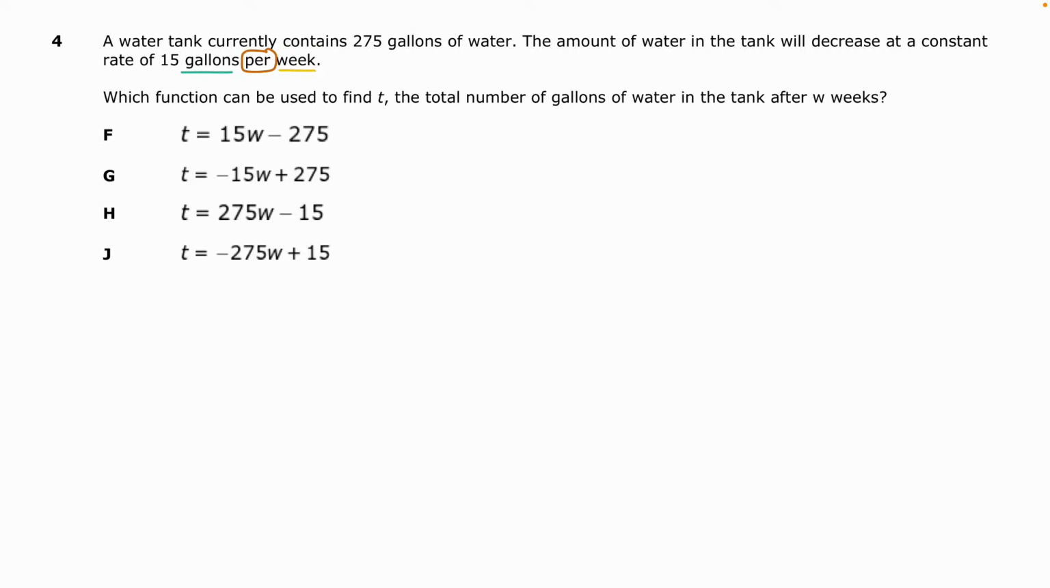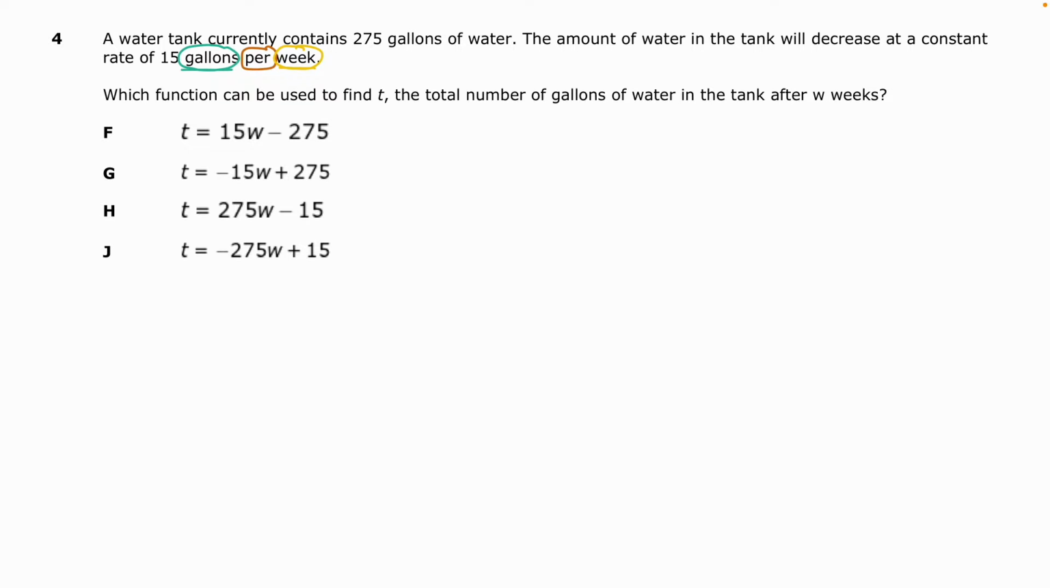So in this example, this is a ratio of gallons per week. So there's a relationship between a number of gallons and the number of weeks in a tank, and we can rewrite this as gallons per week. So the per basically becomes like a division sign, a fraction sign. This is gallons per week.